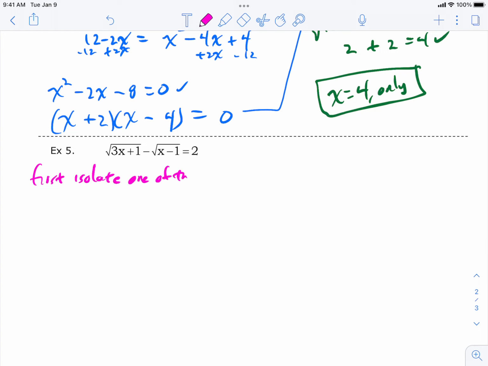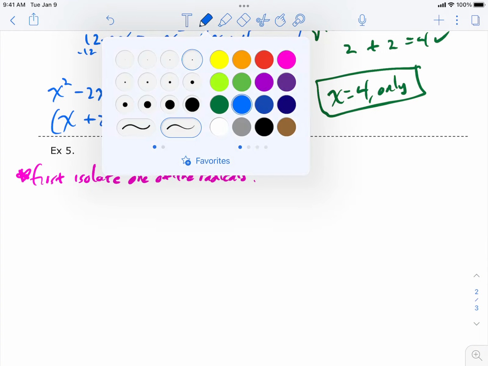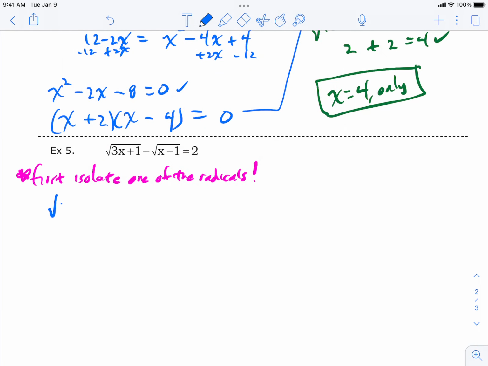Doesn't matter which one, it really doesn't. First isolate one of the radicals, or be prepared to rip out a lot of hair. I mean, it's your choice. You could try it if you want. Try squaring this side. Try foiling it against itself. You will quickly change your mind. So what I'm going to do is add this one on both sides. So I'll leave this radical 3x plus 1 here. On the right side I'll have 2, and I'm adding this radical to it.